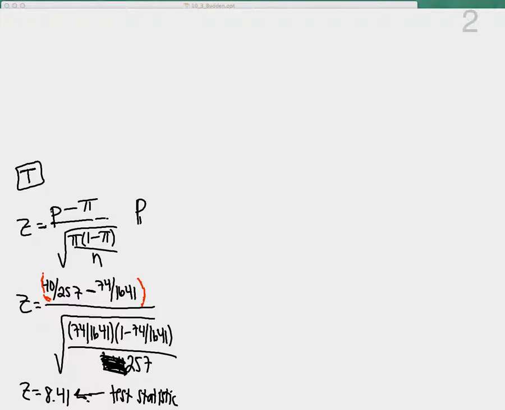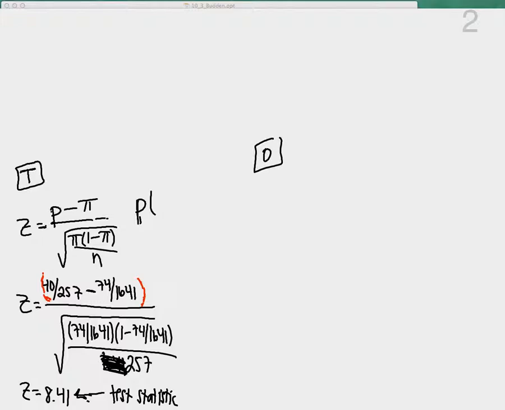So, do you guys see the mistake I made? That the sample size is 257. I'm not looking at everyone in the hospital, just Gilbert's patients. Okay, so that ends up being 8.54. So that's the test statistic. So then what we do from here is we're going to calculate a probability. We're going to do that in a minute. Let's do the figure first.